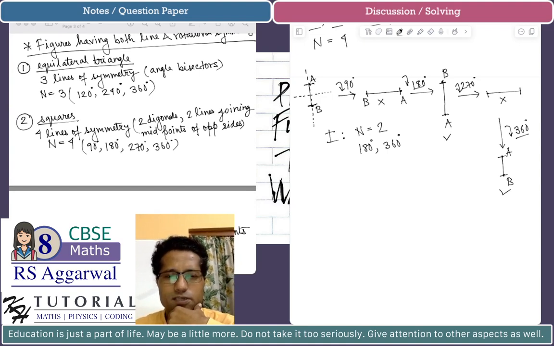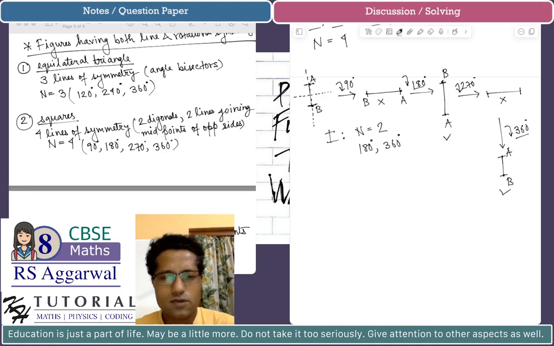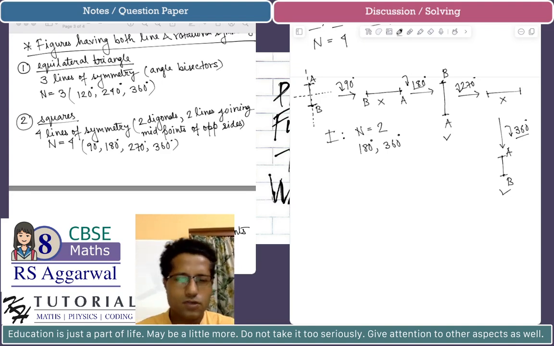That is, it has definitely reflection symmetry, and there are four lines of symmetry. Two are the diagonals, and the other two lines are the lines joining the midpoints of the opposite sides. And also we have seen that a square has four angles of rotational symmetry. They are 90 degree, 180 degree, 270 degree and 360 degree. So the order of rotational symmetry of a square is 4.